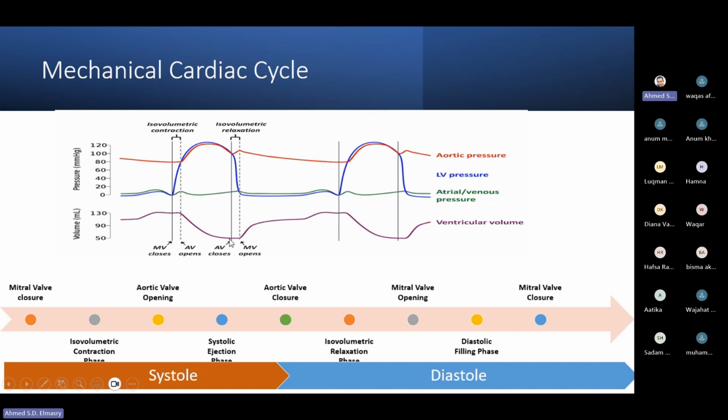So the volume here in this phase, at the end of the systolic phase, is called the end systolic volume. And the volume here at this point, at the end of the diastole, is called the end diastolic volume. And during the diastolic filling phase, there is almost no change in the pressure inside the left ventricle. So you will notice only an increase in the left ventricle volume during the diastolic phase, but the pressure change will be minimal.